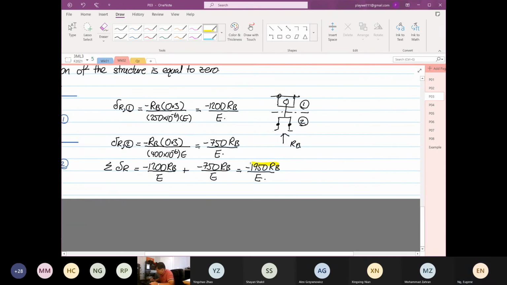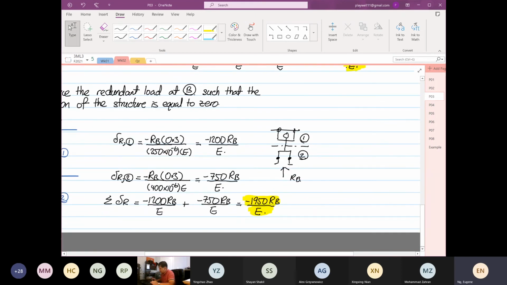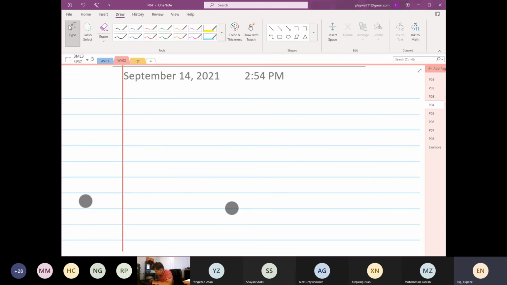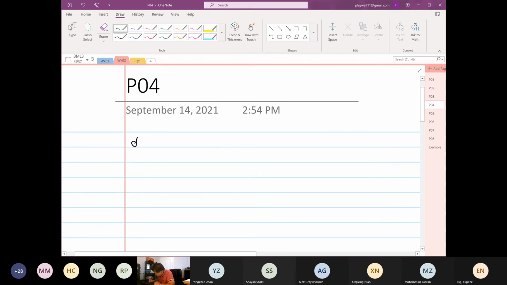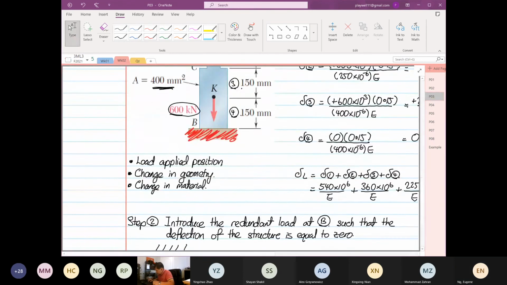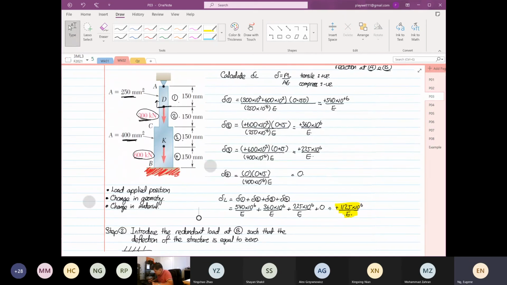the deflection due to the applied load and the deflection due to the redundant load are always in opposite direction, like what I told you guys before. Okay, I want you all to observe this. It is important. Okay. Then from here, you can calculate what your RB is now. So we are going to apply the equation where delta L plus delta R is equal to 0. Before I write this out, the key point of this analysis is this.